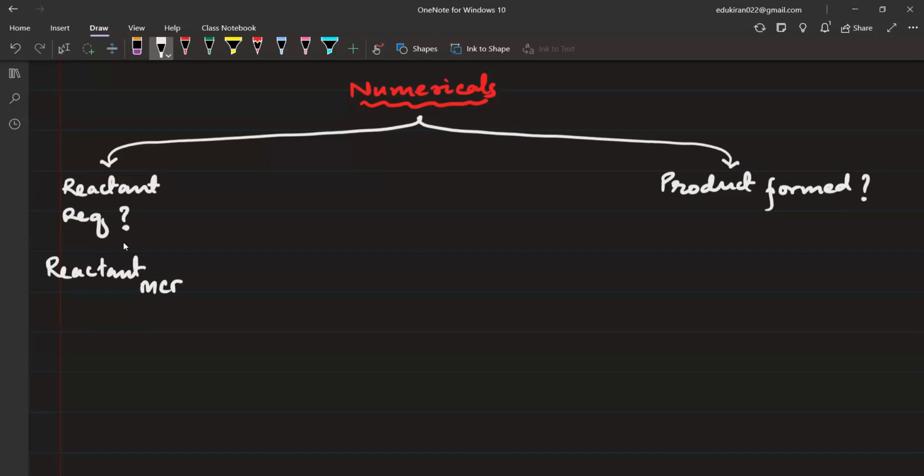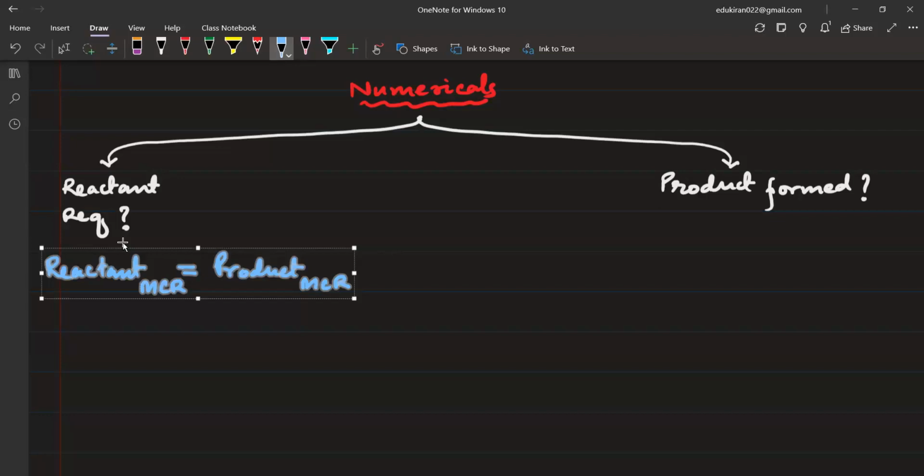Reactant MCR will be equal to product MCR. ठीक है, that's it. यही करना बस आपको. रिएक्टेंट का MCR will be equal to product का MCR. ये लगा दीजिए, आपका आंसर बिल्कुल आ जाएगा.